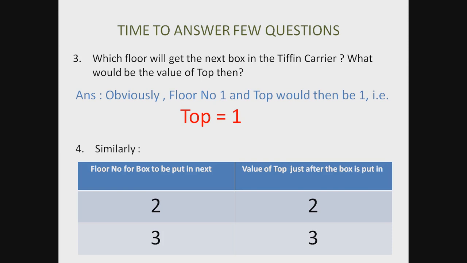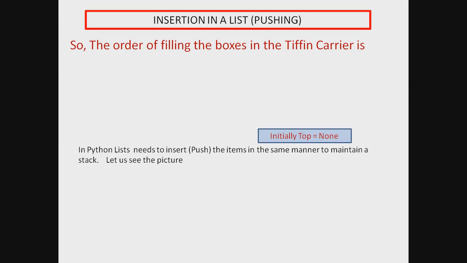When the list was empty, top would have got the value None. When the list had one element, top was 0. When the list had two elements, top was 1. When the list had the third element in, top became 2, and when the list had the fourth element, top would become 3. So I think you have understood, and you have also understood the order.